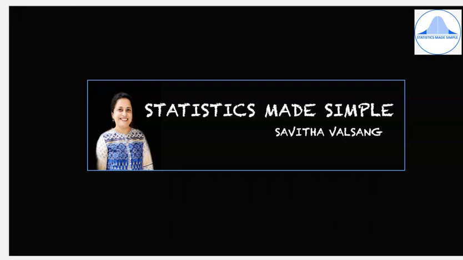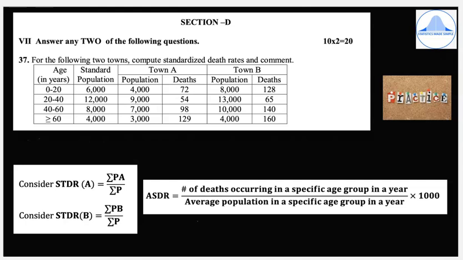In this video, I will find solutions to the 10-mark questions in the new pattern question paper. Section D, answer any two of the following questions. There will be 4 questions and each question will carry 10 marks and you have to answer any two of them. So 10 into 2 is equal to 20. Please practice this question, that is standardized death rates. It's an important one and it is a sure question.